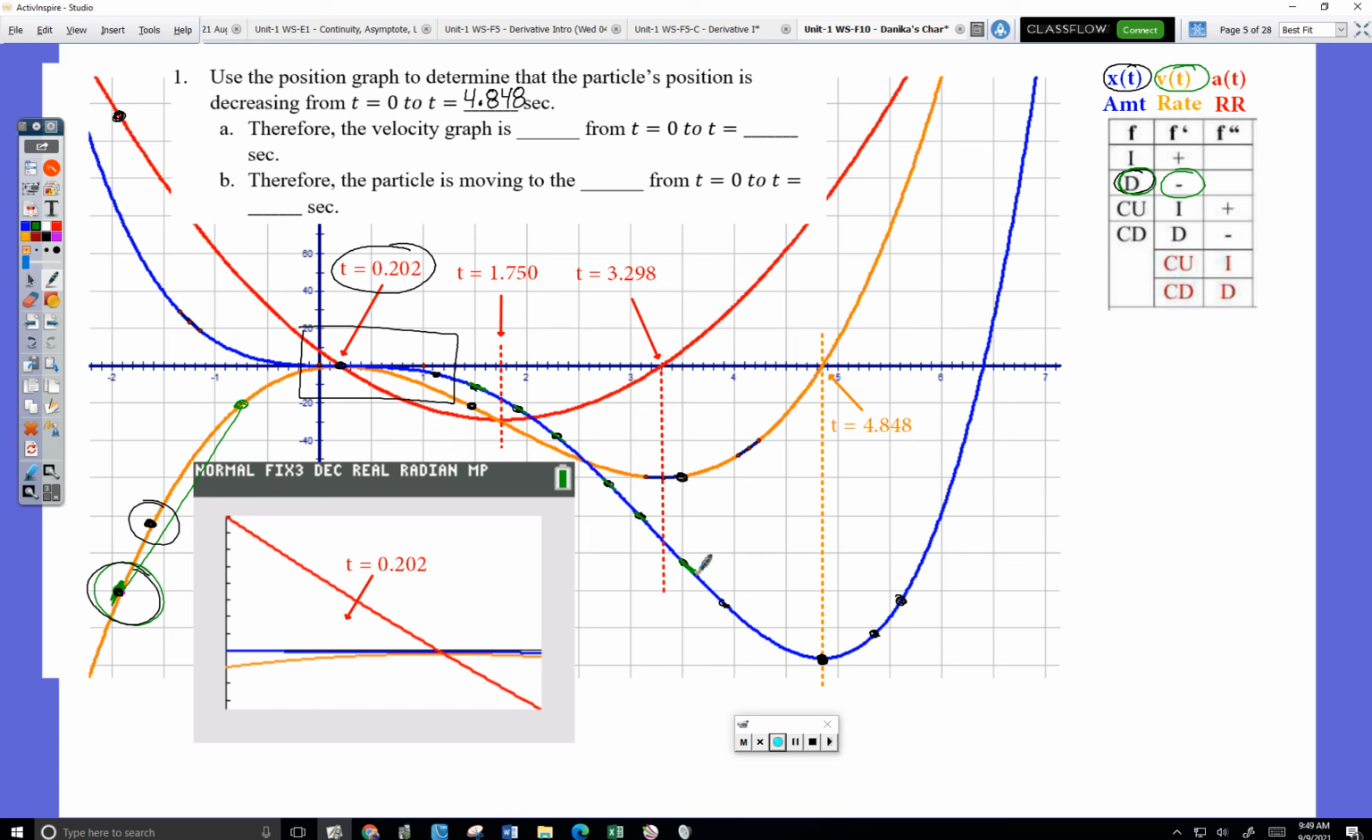So therefore, the velocity graph is negative from time 0 to the same time. This is where the worksheet feels a little repetitive, but that's on purpose because you're supposed to see the connections. Questions? Cool. Therefore, the particle's moving left. If my velocity is negative, particle's moving to the left. Questions about anything?